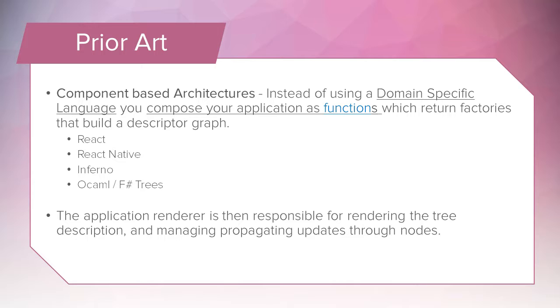Apps are built as a tree of function factories, resulting in less overhead than domain-specific languages. Examples of this include React, React Native, Angular 2, Unreal Engine 4, Ember, and Inferno. And as well as graphics APIs.